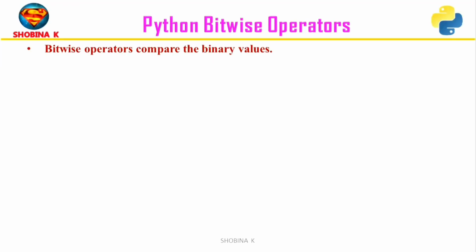Moving further, we have bitwise operator. The bitwise operators compare the binary values. These operators perform operations on the binary representation of integers. Each bit in the binary representation of an integer corresponds to a power of 2. The bitwise operators manipulate these bits according to specific rules.